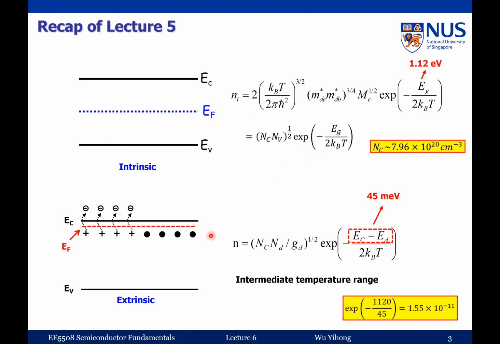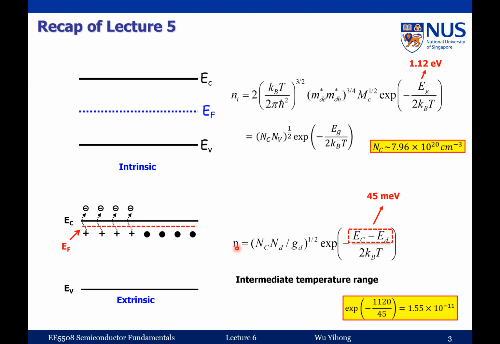Since this is not a very effective mechanism to generate free carriers, people have found another way to do that. The most common way is to dope the semiconductor with impurities. We have two types of impurities: one is called donor, and the other is called acceptor. The donor will contribute free electrons, and the acceptor will contribute free holes.